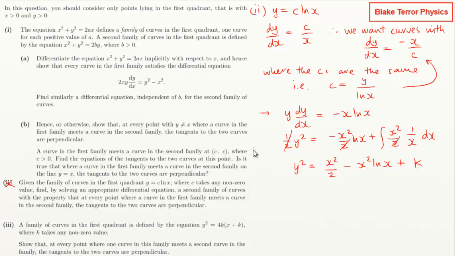What have we got for part 3? And we're going to need a new sheet on this. A family of curves in the first quadrant is defined by that equation. Show that at every point where one curve meets the second curve.